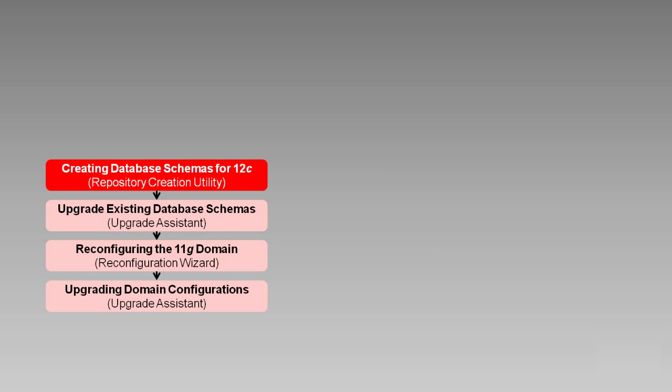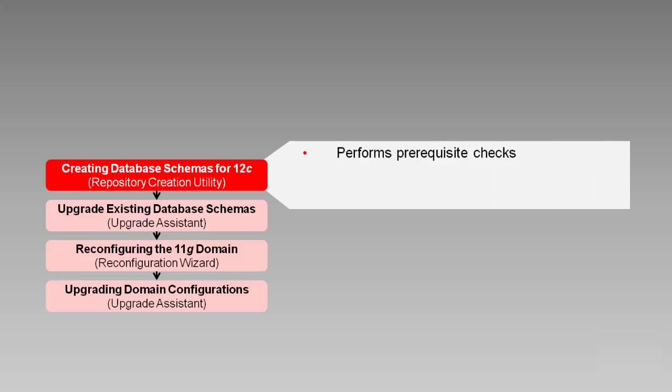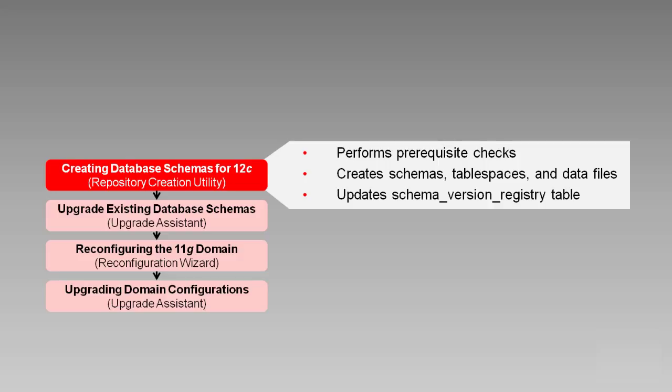The Repository Creation Utility, or RCU, is used to create and manage Fusion middleware database schemas. Before creating a schema, RCU performs prerequisite checks to ensure that certain minimum requirements are met. The schemas are created. The required table spaces and data files are created. RCU also maintains a database table named Schema Version Registry that maps the schemas and their related prefixes. We'll see each of these things as we demonstrate using the RCU to create database schemas for our 12c installation.